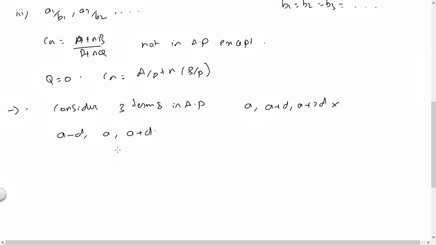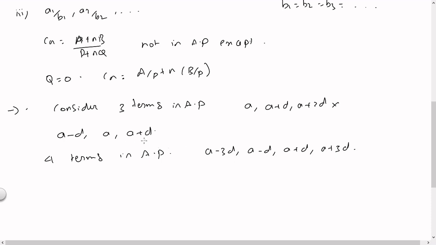Now, if you have to consider four terms in AP, how will you take them? Will you take one extra term: a minus d, a, a plus d, a plus 2d? No, that won't be symmetric. So in such a case, you will take it as a minus 3d, a minus d, a plus d and a plus 3d. So even these terms are in AP.